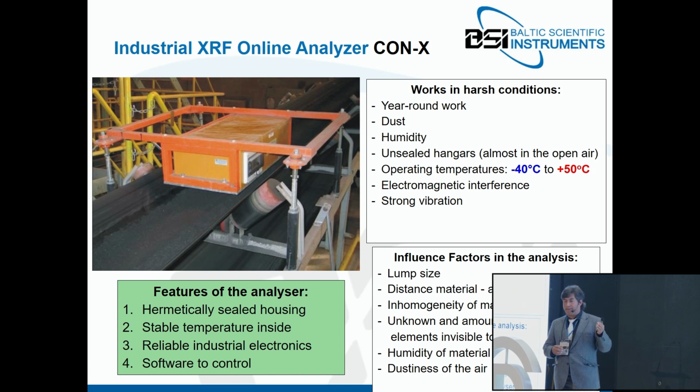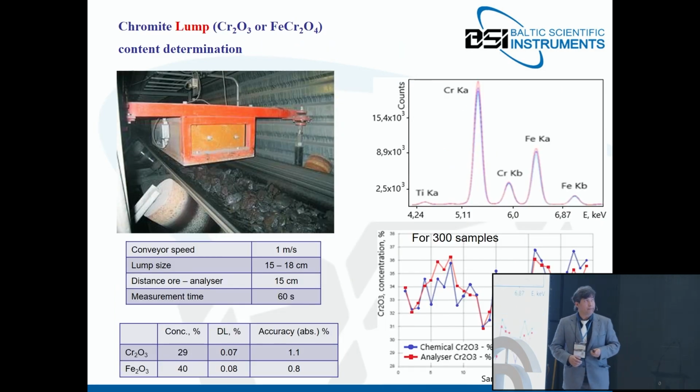There are factors that influence the analysis, like the lump size, the distance between the analyzer and the material, the inhomogeneity of the material, the humidity of the material, the amount of lighter elements that the analyzer cannot detect, and the dustiness in the air. However, we consider all these factors, and we have successfully applied this analyzer for different cases, and now I will show you some of these.